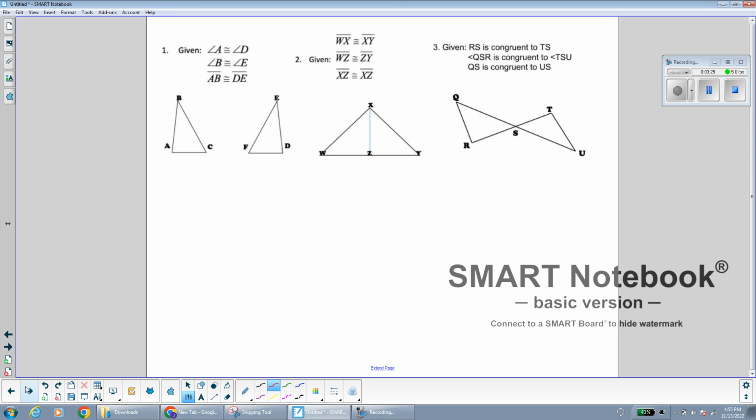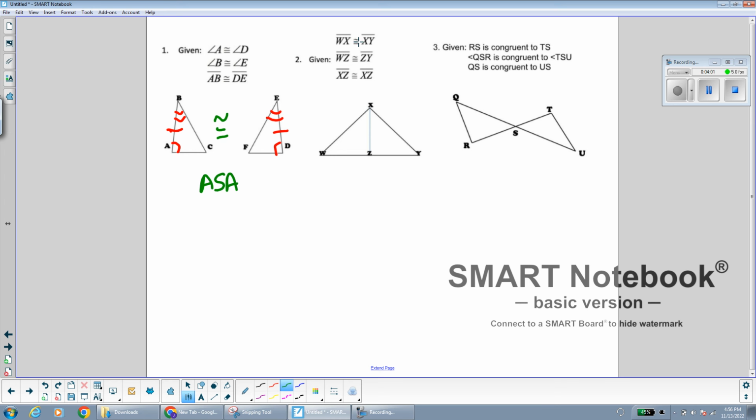Let's take a look at some examples. So in example number 1, we're given that angle A is congruent to angle D. We're given that angle B is congruent to angle E, and that side AB is congruent to side DE. So here, I see that the triangles are congruent to each other by angle, side, angle, ASA. Notice how the congruent pair of sides is directly in between the two congruent pairs of angles.